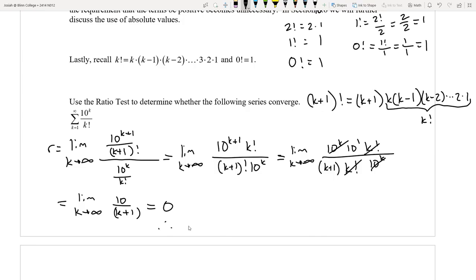Therefore, we could just start writing out what the series is. The sum from k equals 1 to infinity of 10 to the k over k factorial converges by the ratio test. And that would be our answer. State the series, state what it does, and state which test we used. That is the standard practice for everything other than telescoping and geometric.